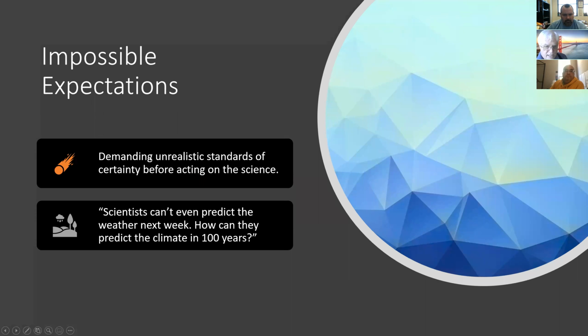So when you're demanding an unrealistic standard of certainty before you act on the science, people will say such things as, science can't even predict the weather next week. How can they predict the climate in 100 years? So you're demanding evidence that you can't be 100% sure of. There's always a probability, as many of you know, when you do statistics on data for science or social science or whatever, there's always a probability associated with this. And we have to go with the strongest probabilities.